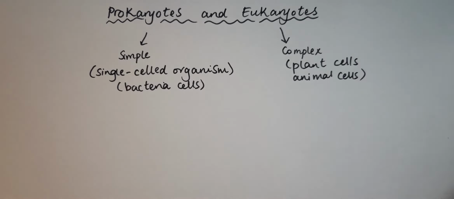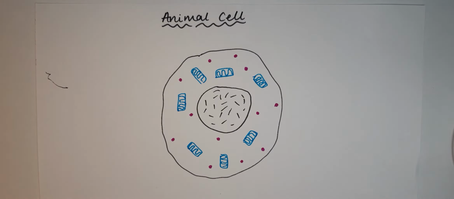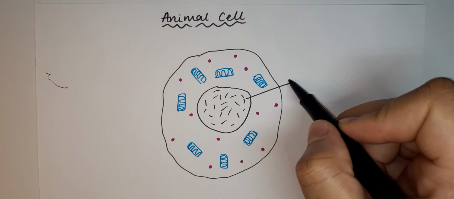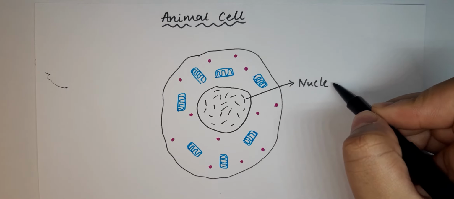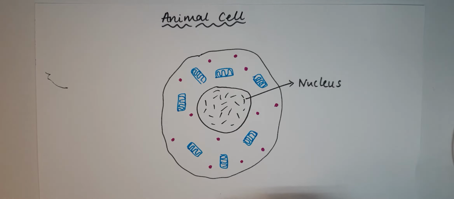So now what I'm going to do is go through an animal cell, what it looks like, what it consists of, and what each part of it is. Then I'm going to go through a plant cell, do the same thing, and a bacteria cell. So here is an animal cell, and we can see that it's made up of lots of different parts. The first thing that we want to zoom in on is the nucleus, which is here. And the nucleus is the part of the cell which contains the genetic material that controls the activities of the cell.